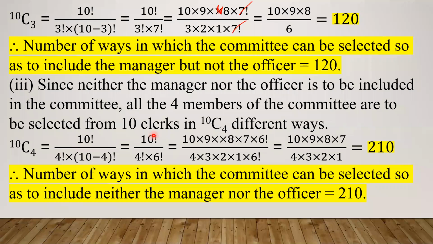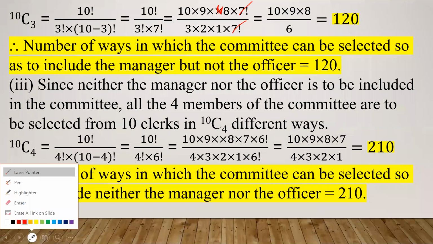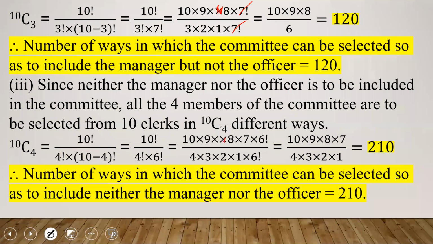10 factorial I can write as 10 into 9 into 8 into 7 into 6 factorial. Here also by mistake two multiplication symbols have come, just neglect one. Okay.